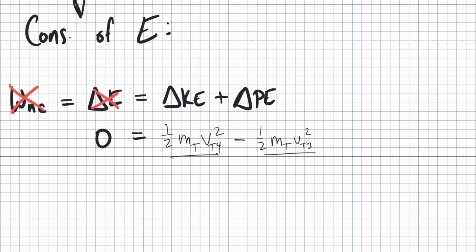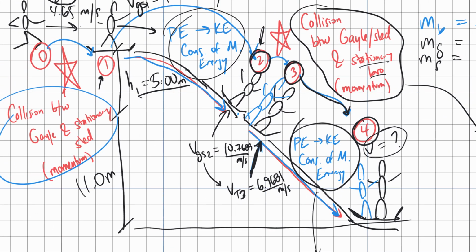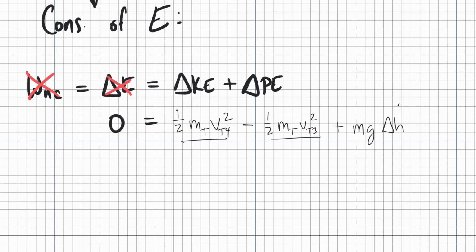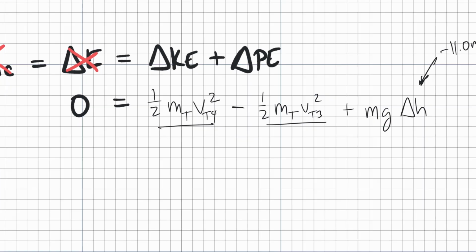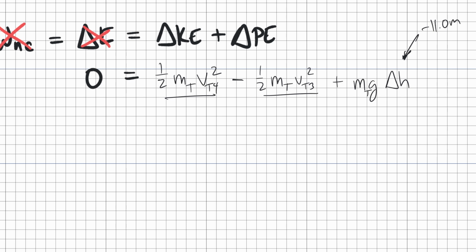Plus the change in potential energy, which again is mg delta h. Remember from the beginning of this problem, we are going to drop this remaining 11 meters from 3 to 4. So remember that delta h is going to be negative 11.0 meters. That's the only tricky number in all of this. Now what's nice here is this is the exact same thing we just did. Oh, this is m total, is it not?